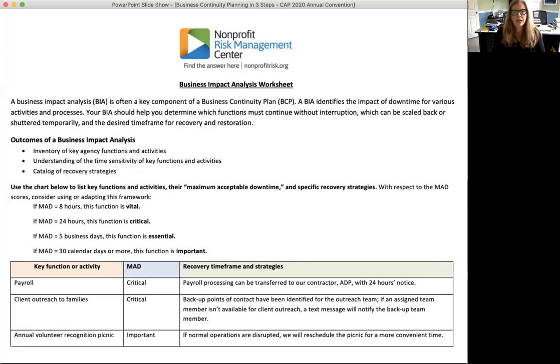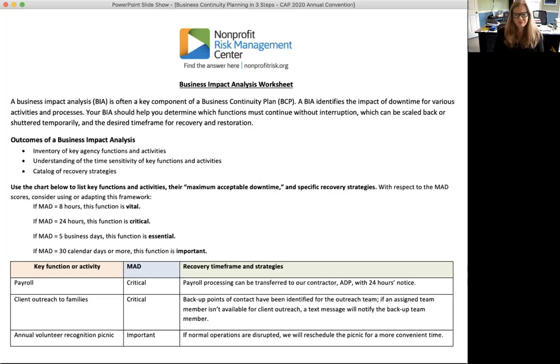So we've actually created a fillable PDF. We're calling it the Business Impact Analysis Worksheet. I hope you find this helpful. We've created it with a lot of thought and care, really to make it easier to do a business impact analysis, knowing how groups get bogged down and have difficulty doing this part of business continuity planning.